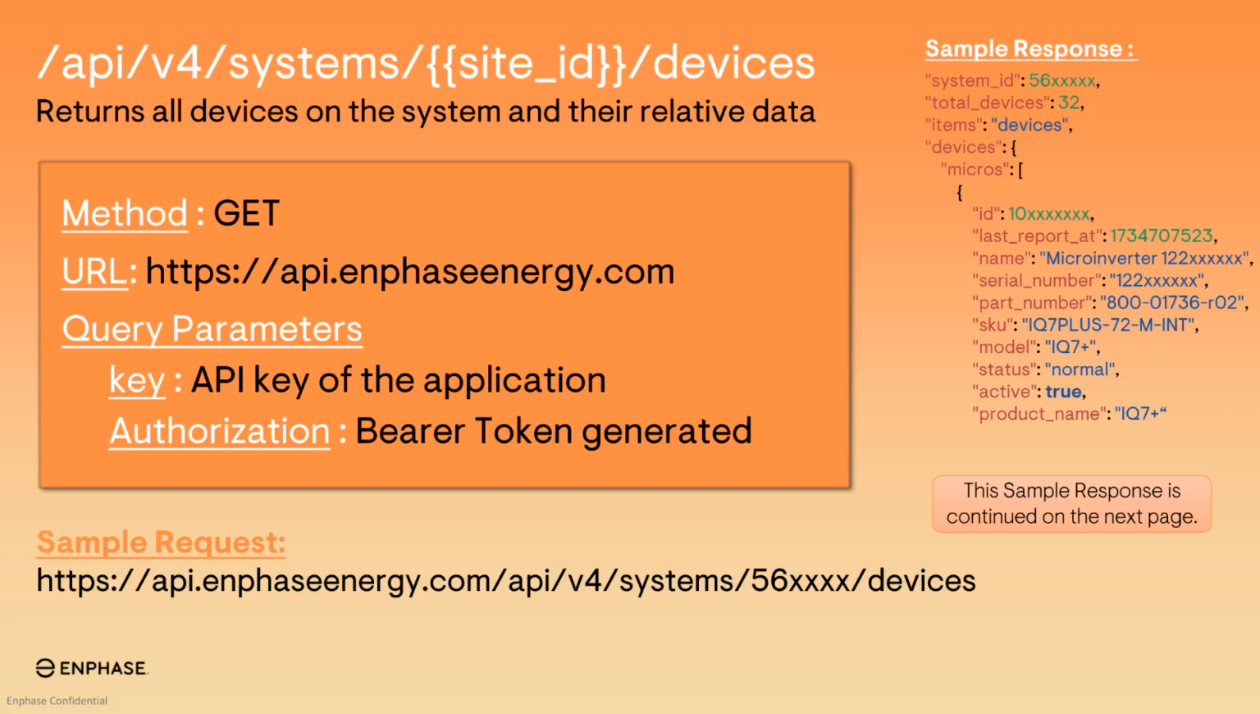This endpoint requires the API key for the application in question and bearer token generation for authorization. An example of the command request and returned response information is shown here. When inserted into your code, the endpoint will look similar to this. Some information has been redacted for security purposes.